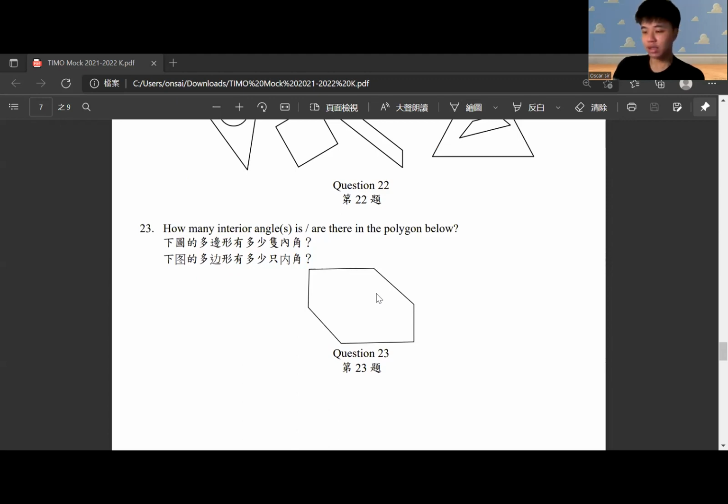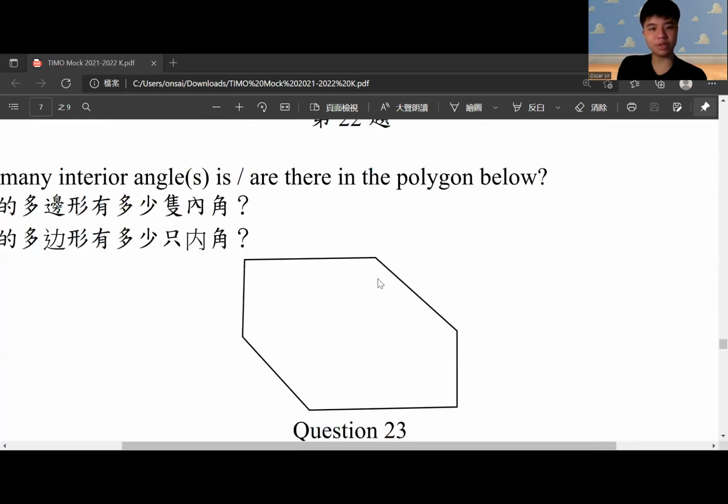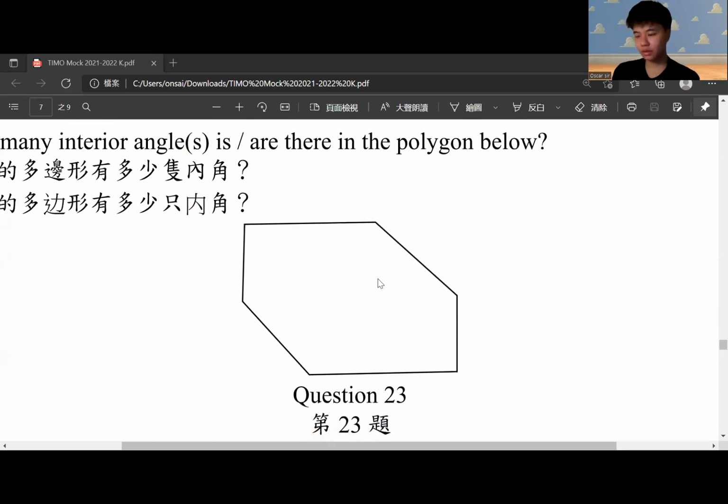Question 23. How many interior angles? Okay, how many angles inside? How can we do that? 6, right? Yes. Because there are 1, 2, 3, 4, 5, 6. There are 6 angles inside. Okay? 6.